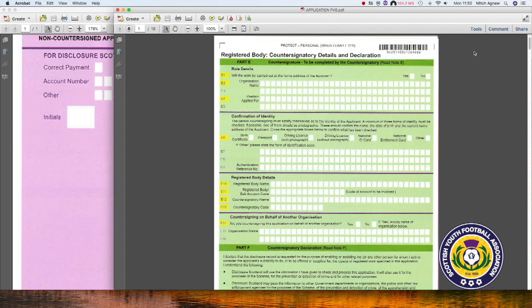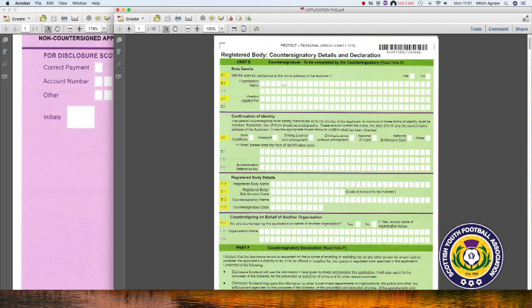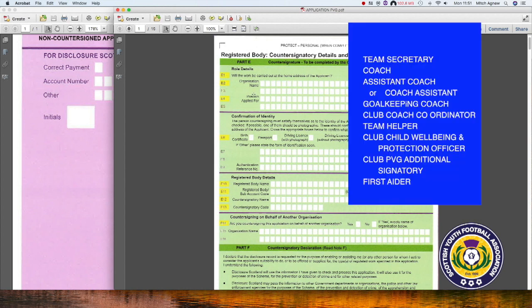We can then move on to the third page, and in the third page the answer is no. It's no work is carried out at home. And the organisation is SYFA Limited. Again, it's your team ID number or club ID number and the position applied for. So this would be team secretary, not club secretary.